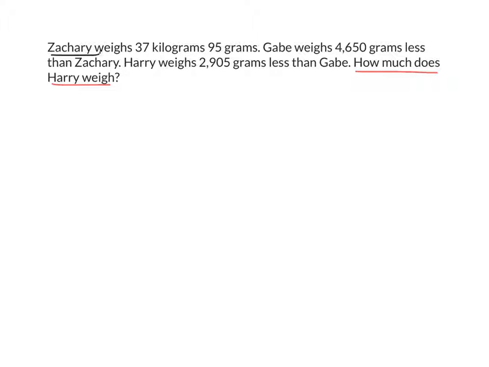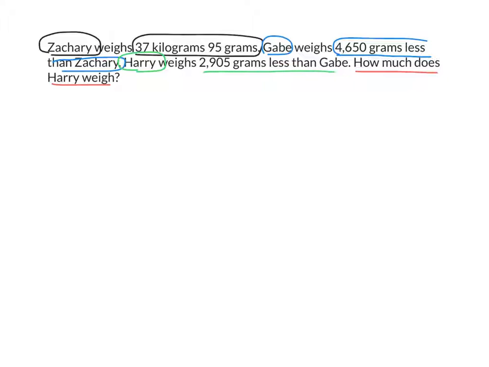It seems that there are three people. There's Zachary, who weighs this much, right? Then there's Gabe, who weighs this much less than Zachary. Last but not least, there's a guy named Harry. That's the guy we're concerned about. And he weighs this much less than Gabe. Okay, so now that we know the important information and we know that in the end we're trying to find out how much Harry weighs, we've done the R step.